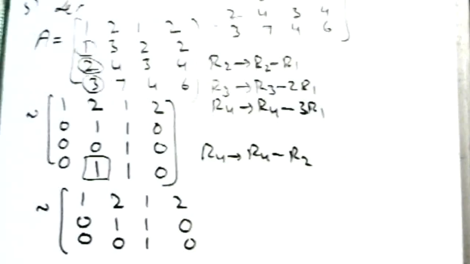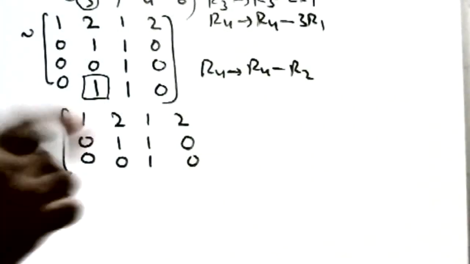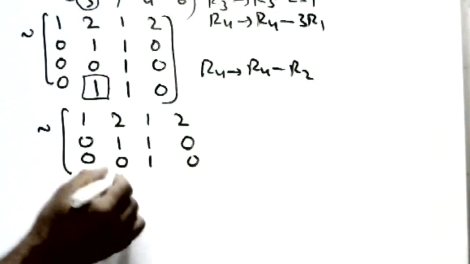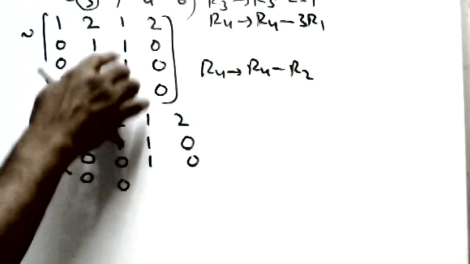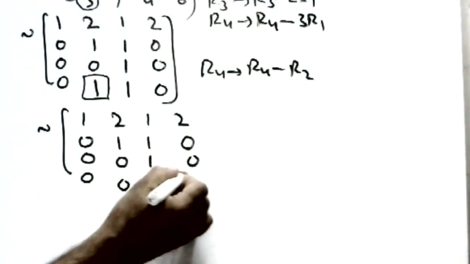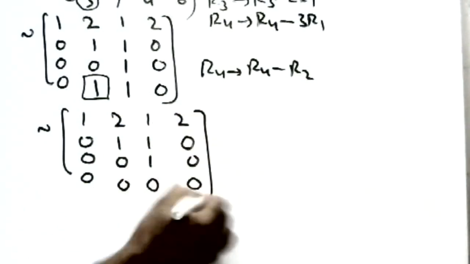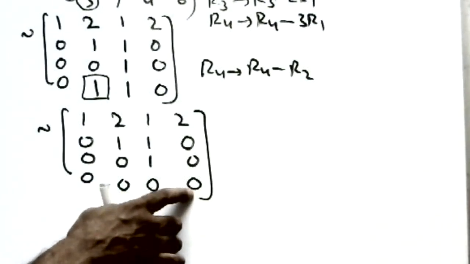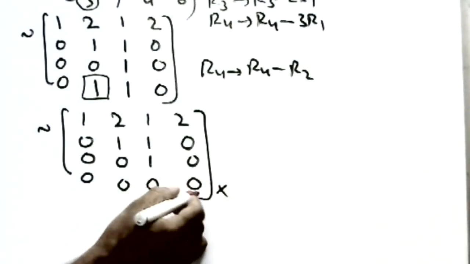Now we are changing R4. R4 is R4 minus R2. 0 minus 0, 0. 1 minus 1, 0. 1 minus 1, 0. 0 minus 0, 0. So what is left here? This is 0, this is 0, this is 0. This also became 0.